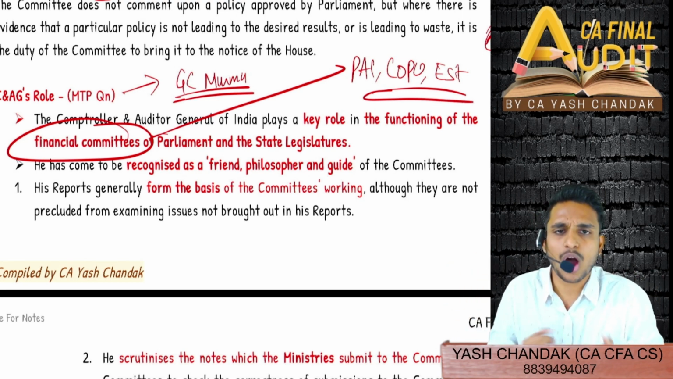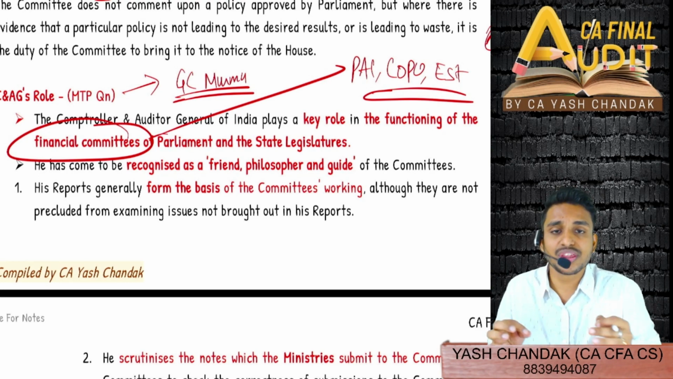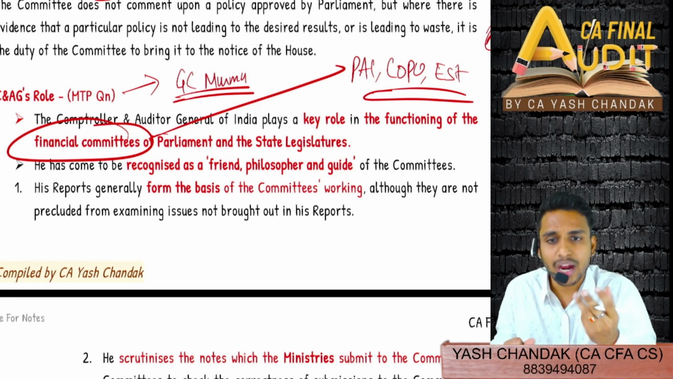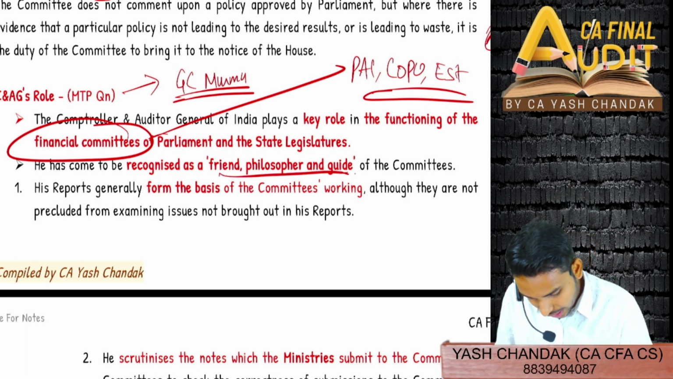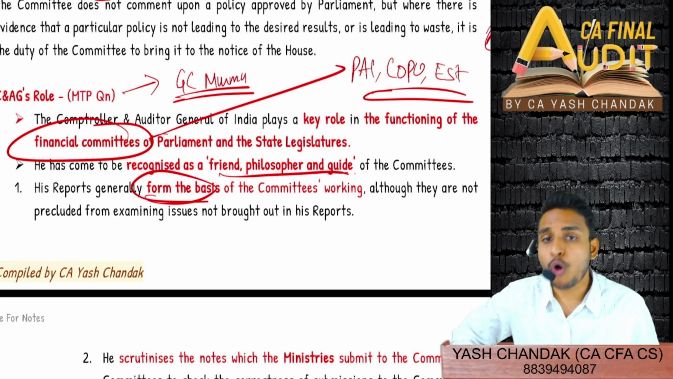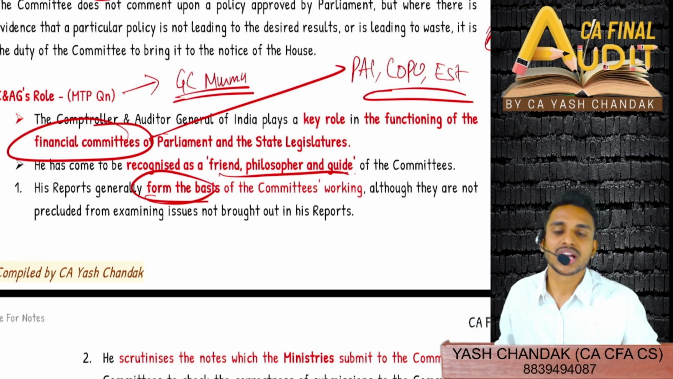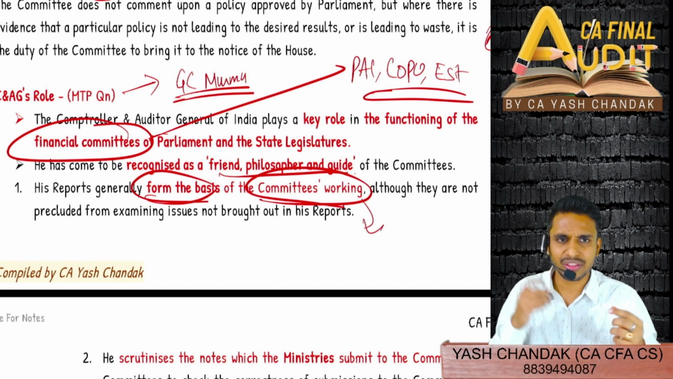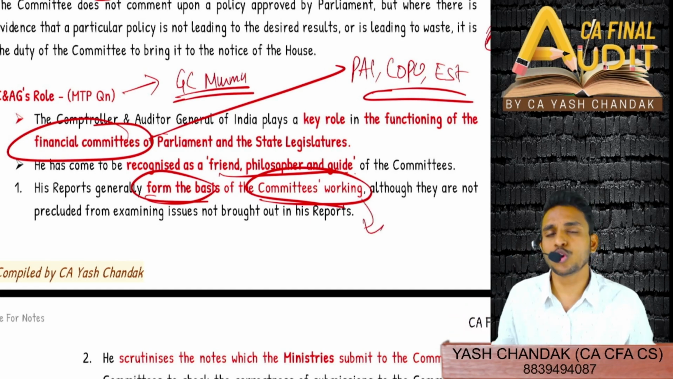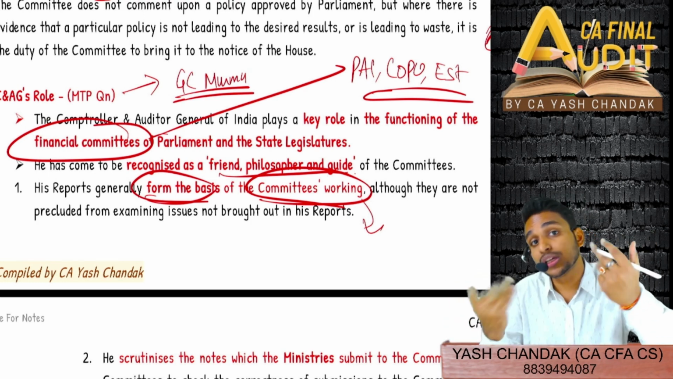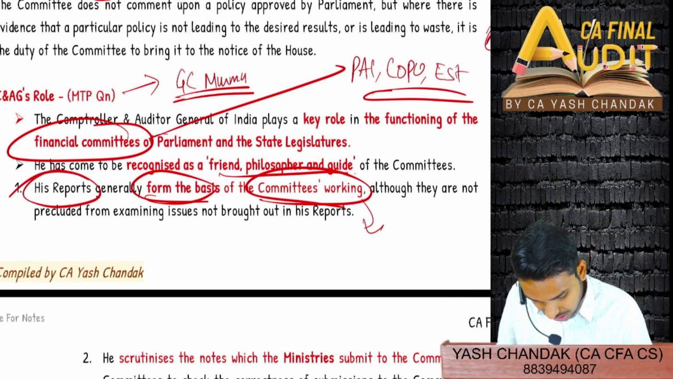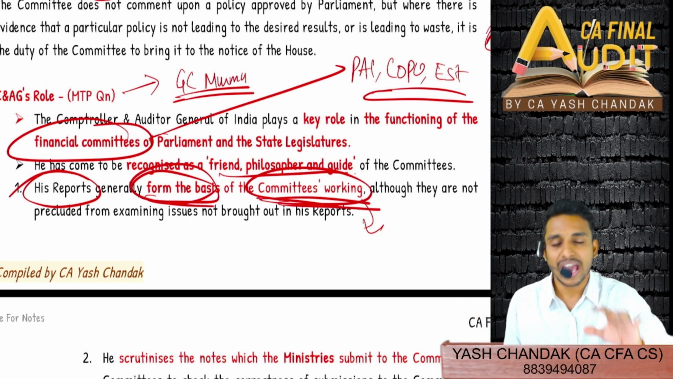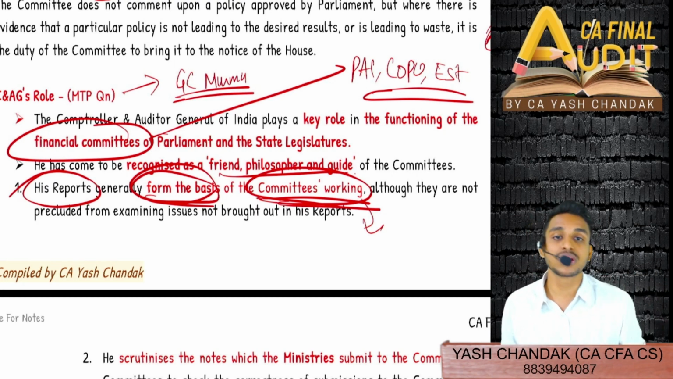So I ask, how do you play a key role? GC Murmu will tell me, I am a friend of them, a philosopher, I guide them. But how do you guide? As a friend, philosopher, guide, how do you guide? Then I'll tell, as GC Murmu, I only form the basis of whatever the committee is working on. Do you assist them properly? No, my report itself will assist them. So the reports of the CAG will form the basis of all these financial committees, PAC, Estimates Committee, COPU. In every committee that is working, the CAG report itself forms the basis.